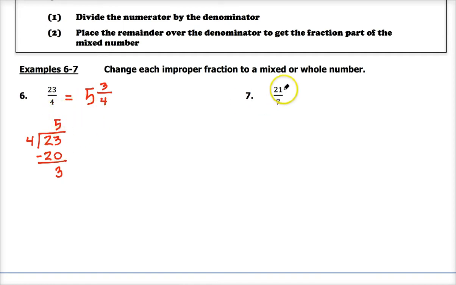Number 7, 21/7 is an improper fraction. So if I set this up as a division problem, 21 divided by 7, well, 7 goes into 21 3 whole times, and there is no remainder. So 21/7 is equivalent to just the whole number 3.